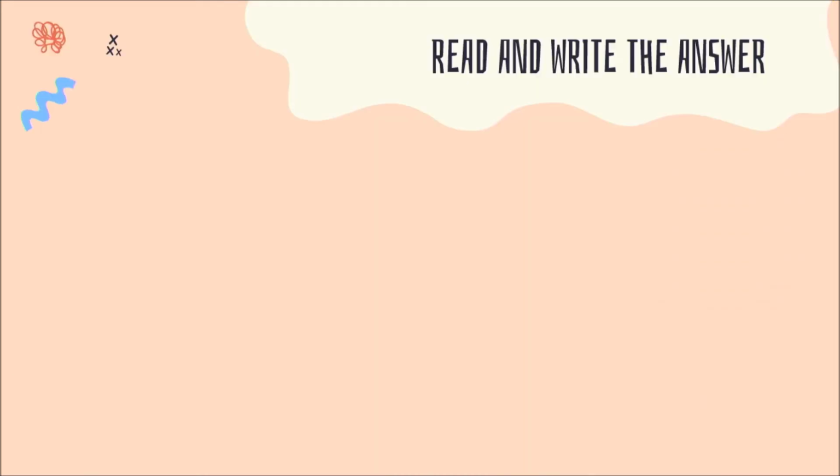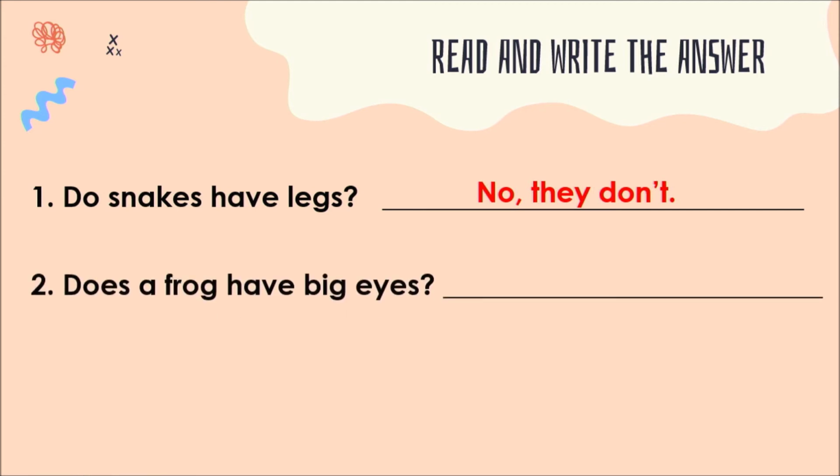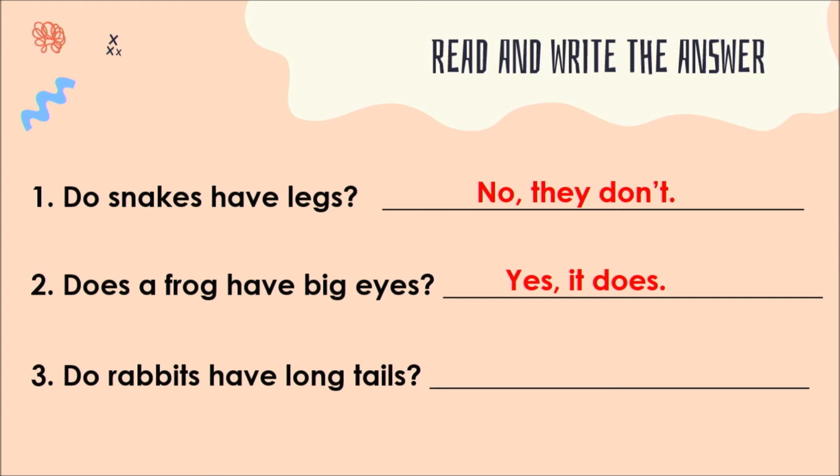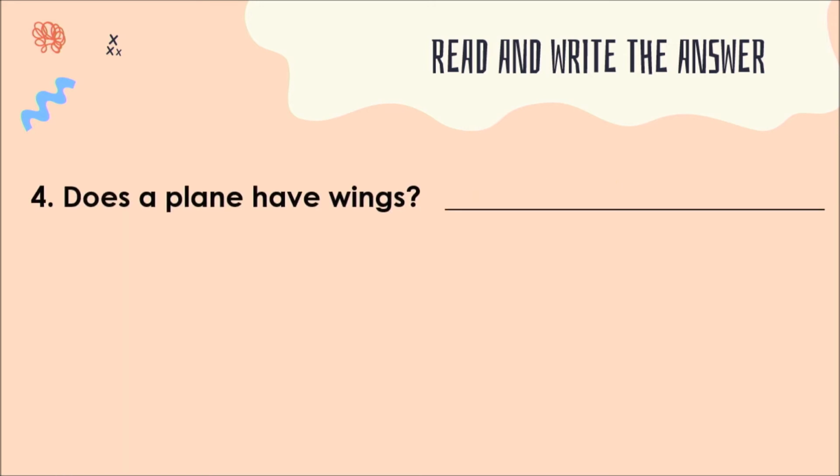Okay? Next, read and write the answer. Another activity, kids. Do snakes have legs? No, they don't. Very good. Next, number 2. Does a frog have big eyes? What is your answer? Yes, it does. Next one. Do rabbits have long tails? Yes, they do.